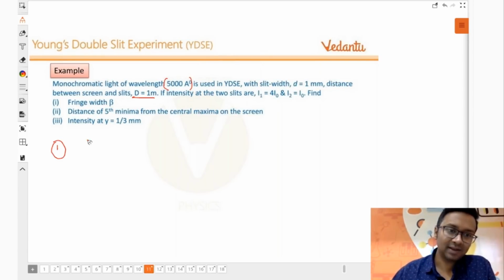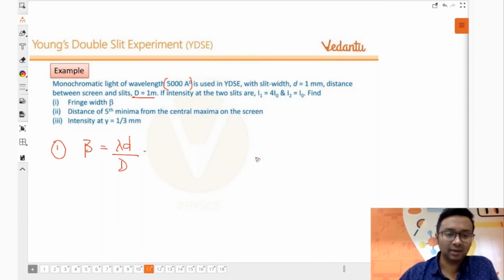Number one, fringe width beta is lambda D by small d, lambda capital D by small d. Now, here, let me just derive it for all of you quickly.